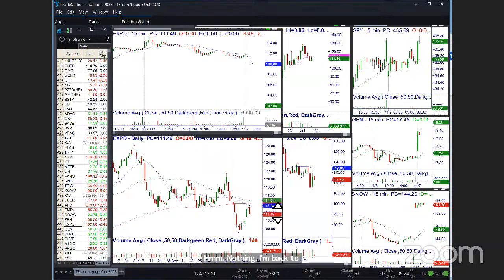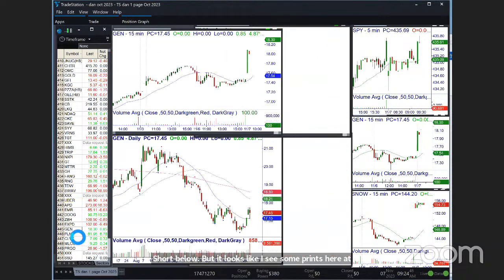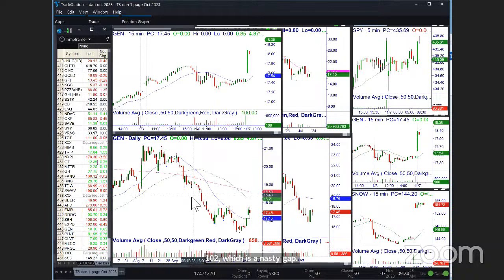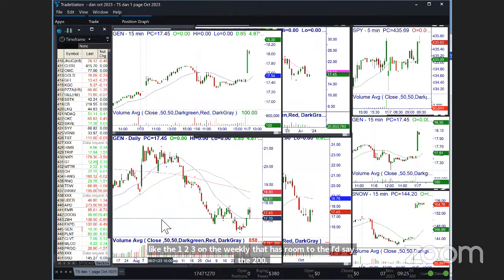This was one I said if it opened flat, short the low. But it looks like I see some prints here at 102, which is a nasty gap. We'll come back to you. Gen 18. That's a bullish gap. I like the 1, 2, 3 on the weekly. That has room to, I'd say, the 200 MA. Let's watch that on a pullback. I have it here in the middle chart.